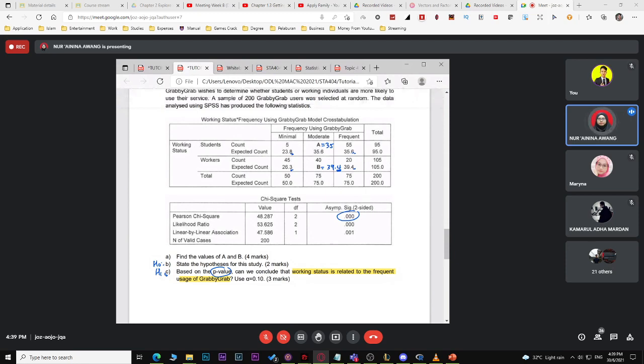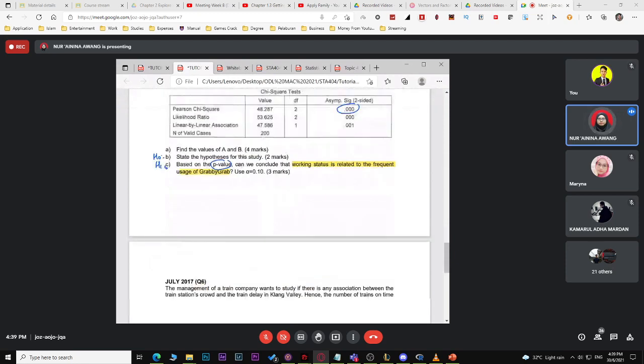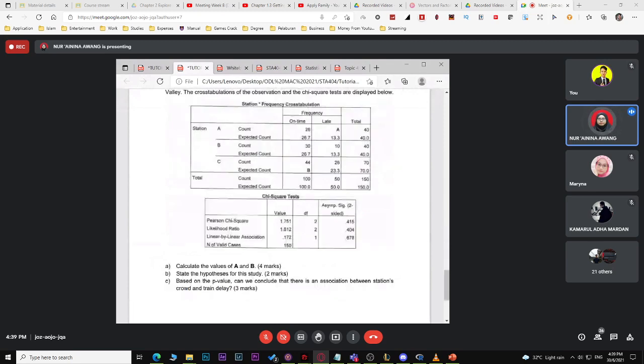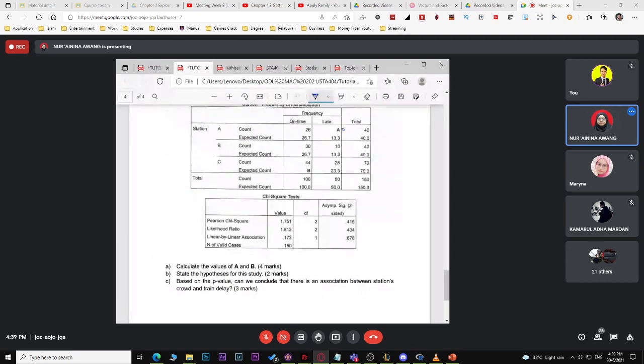And the last one for July 2017. So in this question, calculate the value A and B. So A macam biasa, you just minus, 50 minus 26 minus 10. Okay. So you will get the value for A is 14. And then for B, 70 times 100 divided by 150. So you will get the value is 46.7. So just ambil one decimal place sahaja.